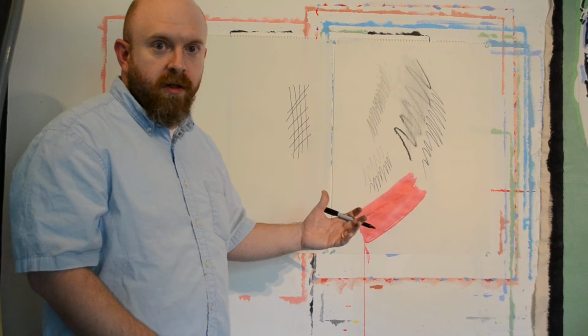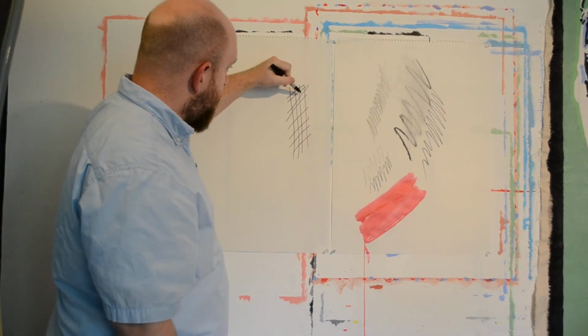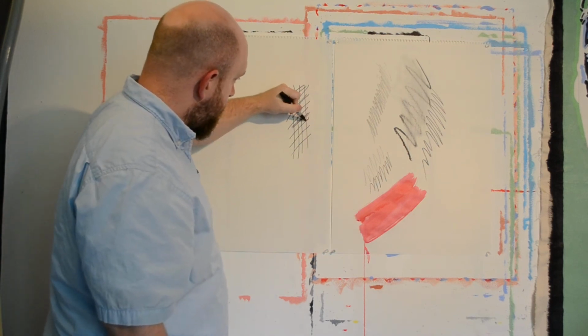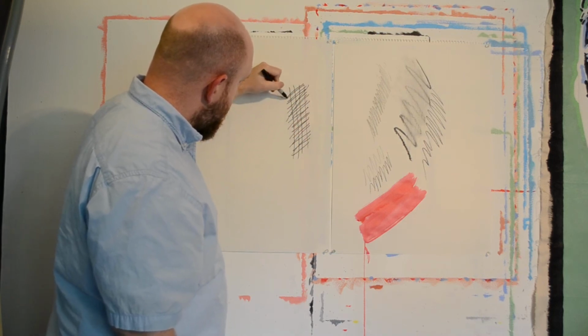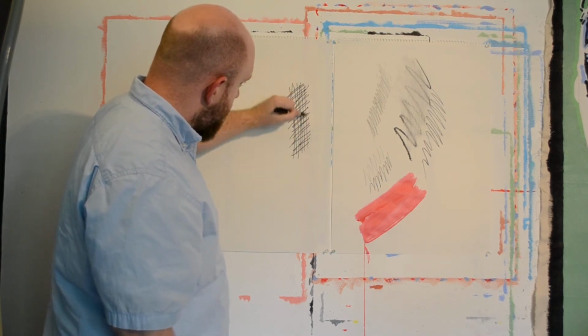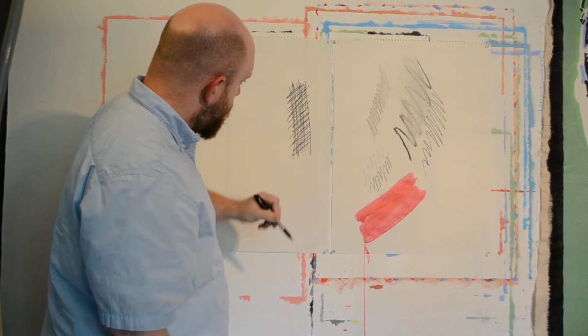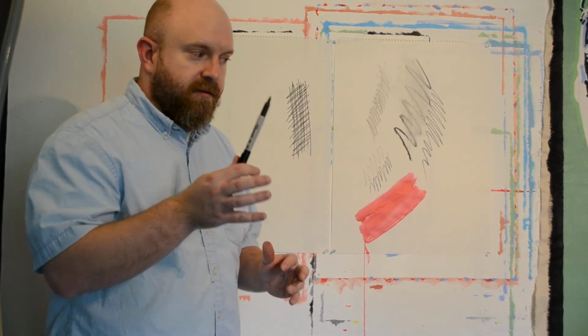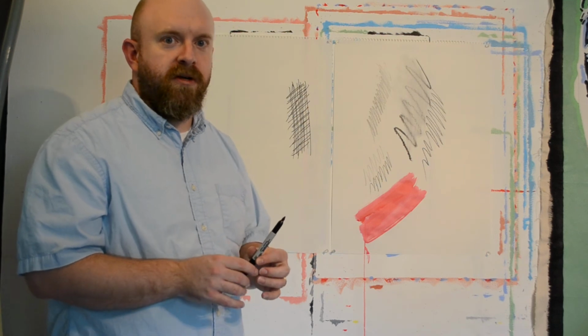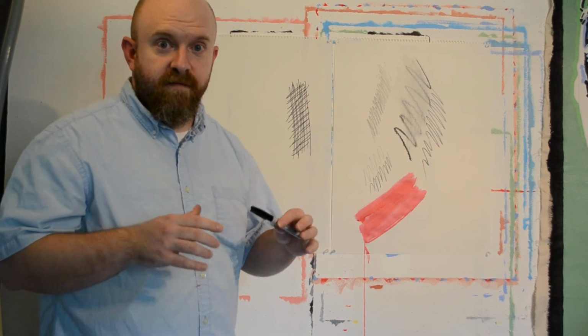So if I were to add more lines to this, what you can see is that from a distance, when you back away from it, it appears to be a darker value. So the darkness of the mark is not changing. The value of the mark is not changing. It's really the placement of the lines and the number of the lines which create that change in value.